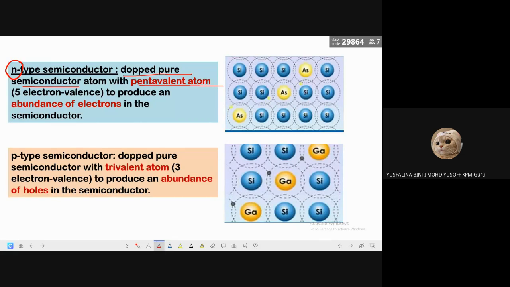But if you put in 3, or 7, then there's not enough electrons. There is no free electron, but there will be a hole there. Alright? So that is an N-type semiconductor.